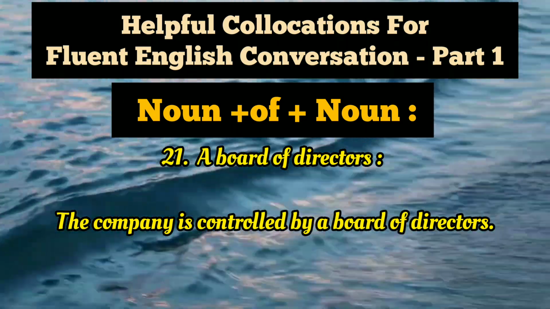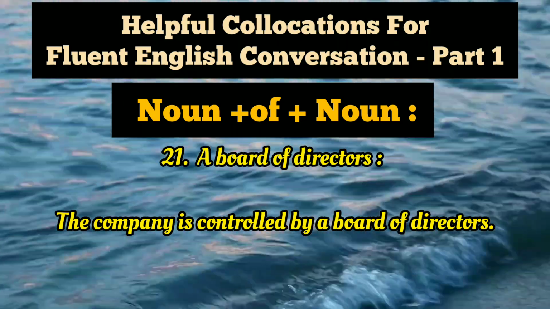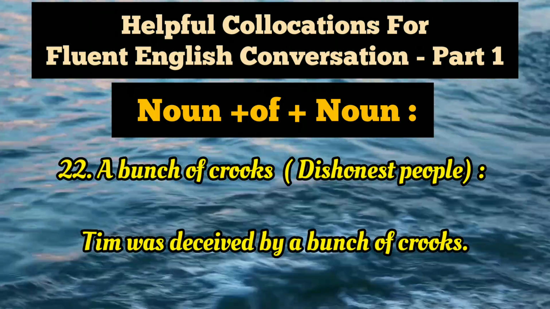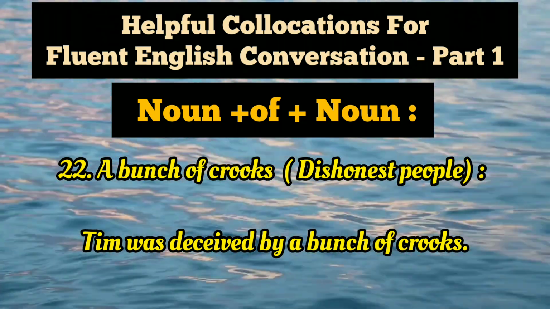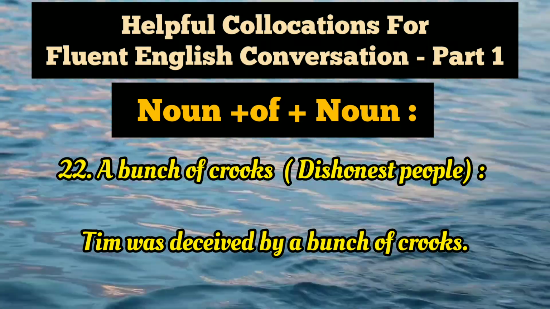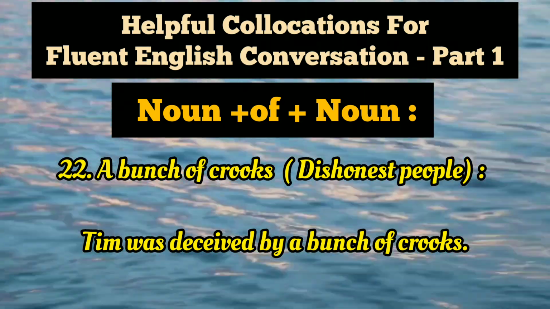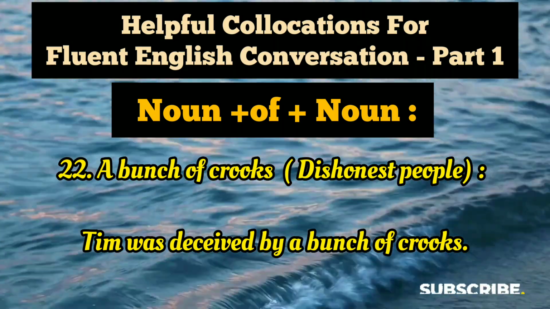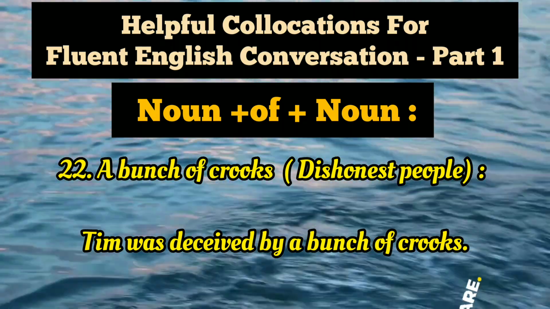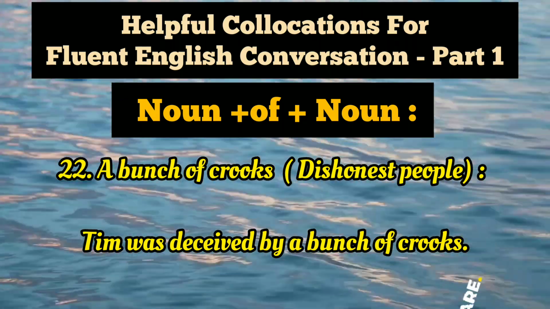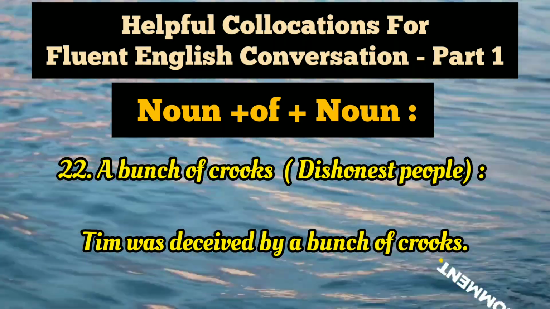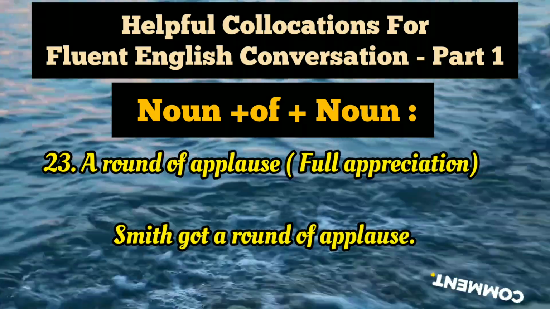So up next is the 22nd one. Same thing, a bunch of crooks. Bunch is a noun. Again, of is used, and crooks is also a noun. I'm using the plural because I'm talking about a bunch of crooks. That means dishonest people are called crooks. So let me show you how to use it. Tim was deceived by a bunch of crooks. That means he was tricked, he was scammed perhaps by a group of crooks, a group of dishonest people, maybe scammers.